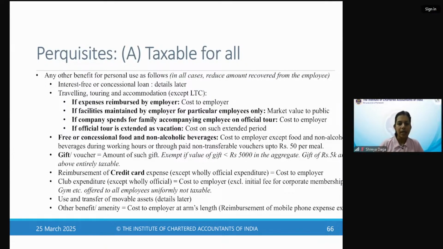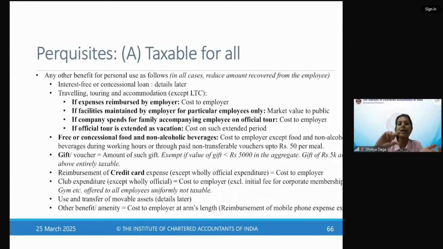Okay, that's it. Next, if official tour is extended as vacation. So I went on official tour to Mumbai. Now to the extent I was on official duty, and to the extent I was staying over there because I was also performing official duties, it is not my perquisite. But I said that I went from Tuesday to Friday on official duty. I told my employer I want to return back on Sunday. 2 days I will spend in personal capacity. I want to do a little bit of city tour also. I will enjoy my holiday and then I will come back. So I went on official tour, but I extended it as vacation. Okay. So to the extent it was official, that cannot be my perquisite.